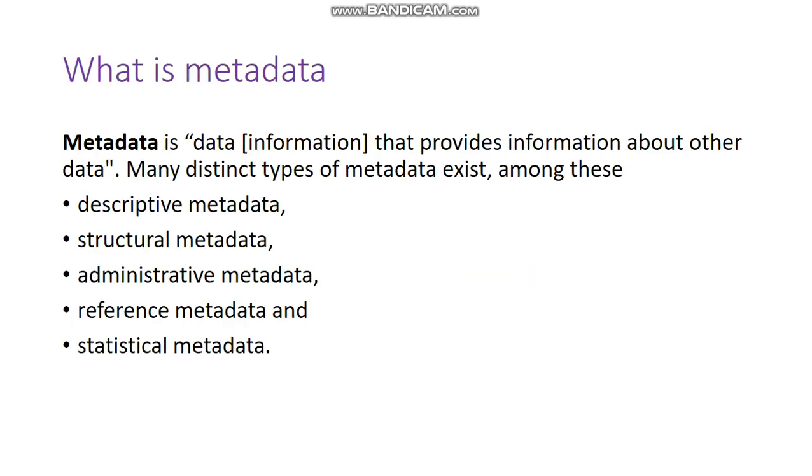By definition, metadata is data or information that provides information about other data. It is data about data. So we have 5 types of metadata. The first one is descriptive, the second one is structural, the third one is administrative, the fourth one reference, and the statistical, as you see.